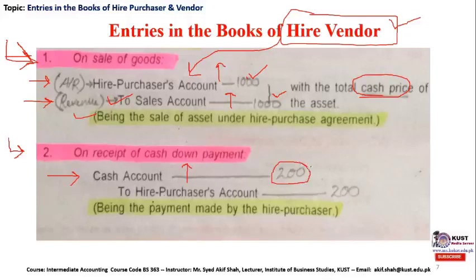And in the continued example, the down payment was rupees 200. So therefore, we have mentioned rupees 200 over here. And the asset account in the books of hire vendor, which is the hire purchaser account, will reduce. And when there is a decrease in an asset account, it is recorded as credit.